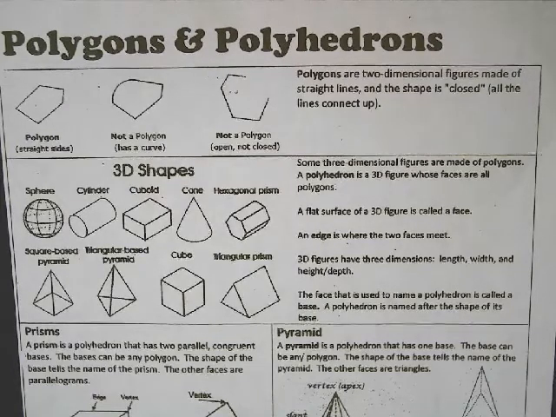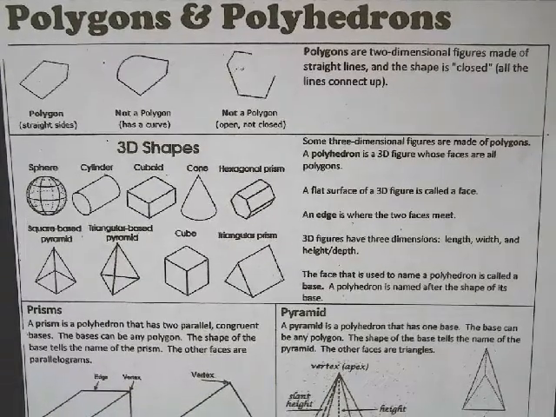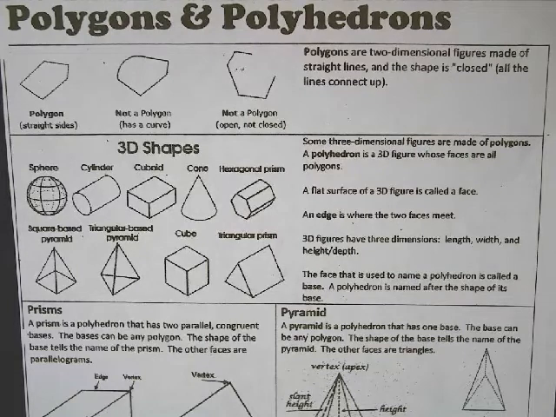Next, we're going to talk about 3D shapes. Now, just like a 3D movie or a 3D TV show, these actually pop out at you. They're three-dimensional figures made up of polygons. Now, a polyhedron is a 3D figure whose faces are all polygons. So, you're going to see a flat surface of a 3D figure, and that's going to be called a face. That's going to be the shape that we use to name these shapes.